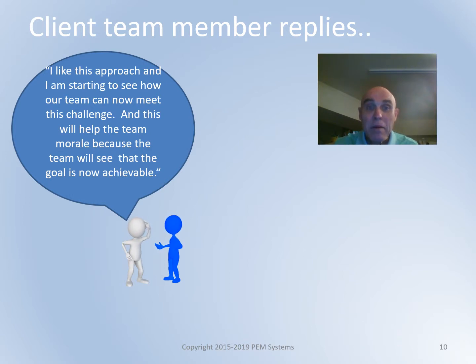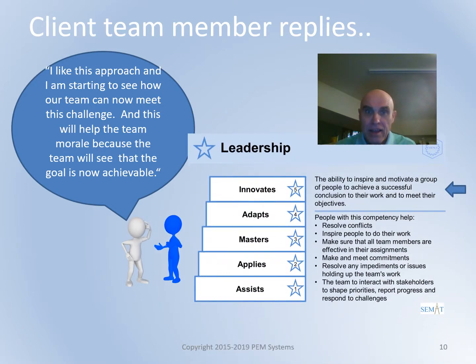My client team member replies, "I like this approach, and I am starting to see how our team can now meet this challenge. And this will help the team morale, because the team will see that the goal is now achievable." In the back of my head, as my client replies, I'm thinking about the Essence leadership competency definition, the ability to inspire and motivate a group of people to achieve a successful conclusion to their work and to meet their objectives.